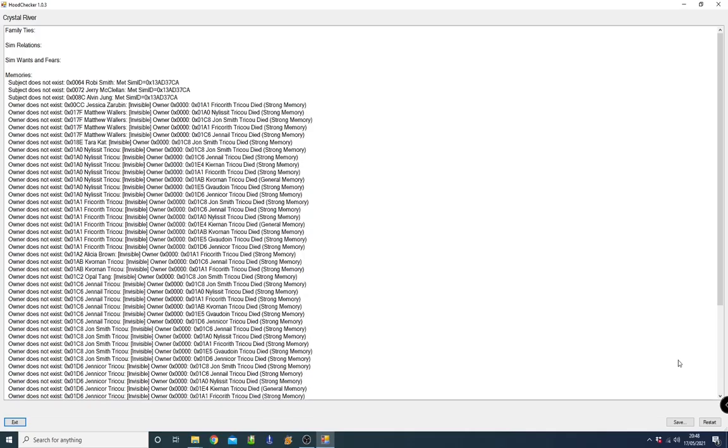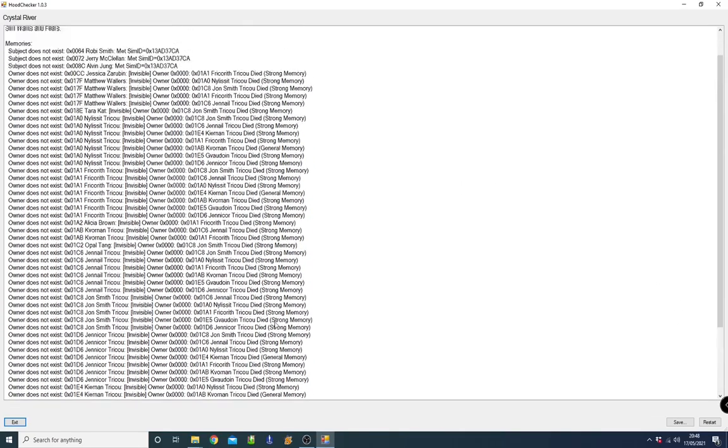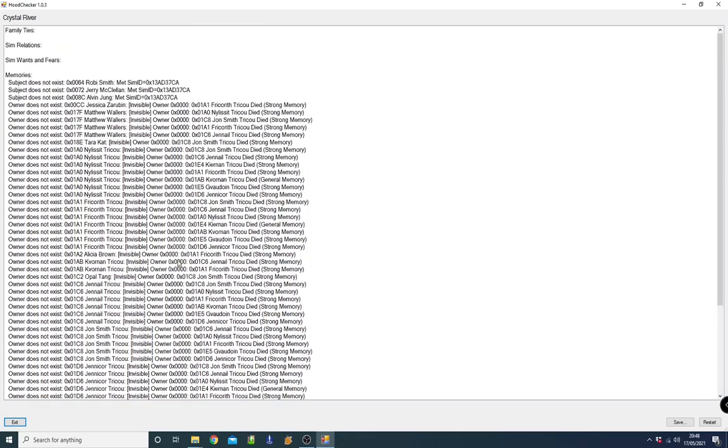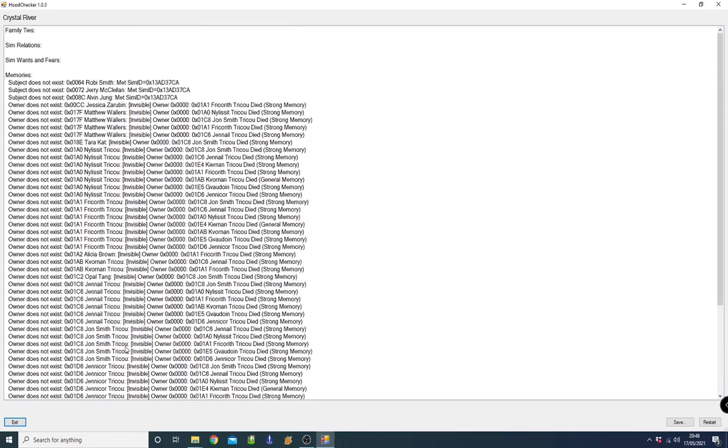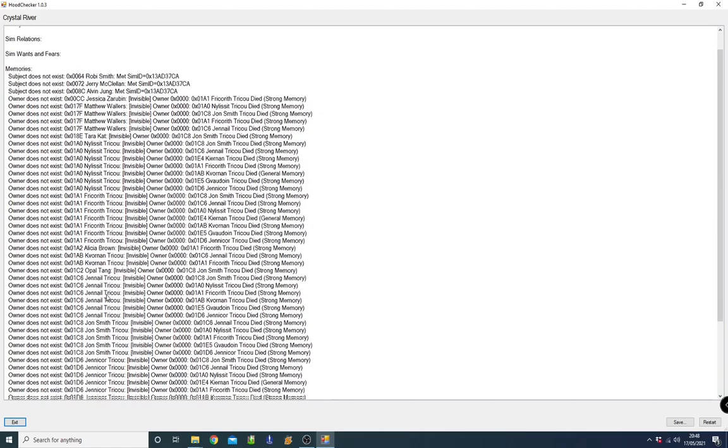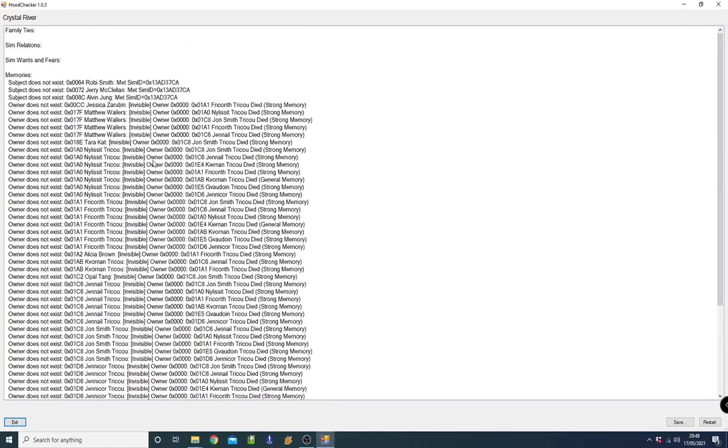So these are the issues I'm going to be fixing in SimPE, which you can too. These are not HUD corrupting at all. I know you're honestly just looking at these now going, oh my god. It's nothing overly serious, it's just issues with the memories that I can fix in SimPE. And this one here, the subject does not exist, Robbie Smith, net SimID. Now this is a common issue with the bellhops from the vacation destinations, because for some reason they always have a memory of meeting an unknown sim, as I will demonstrate once we open SimPE.